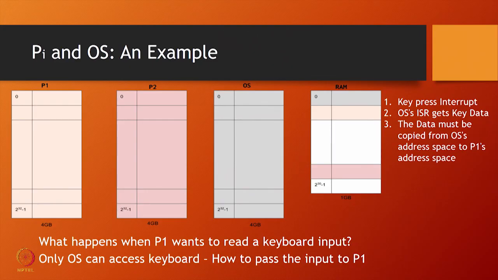So P1 needs that value, but when somebody presses the keyboard, an interrupt is generated. What will that interrupt do? There will be an interrupt service routine, the keyboard controller or whatever, and the data that is typed comes and stays in the OS address space. Finally the data is needed by process P1, so we have to copy it explicitly from the OS address space into the user address space, the process address space, and then P1 has to read.